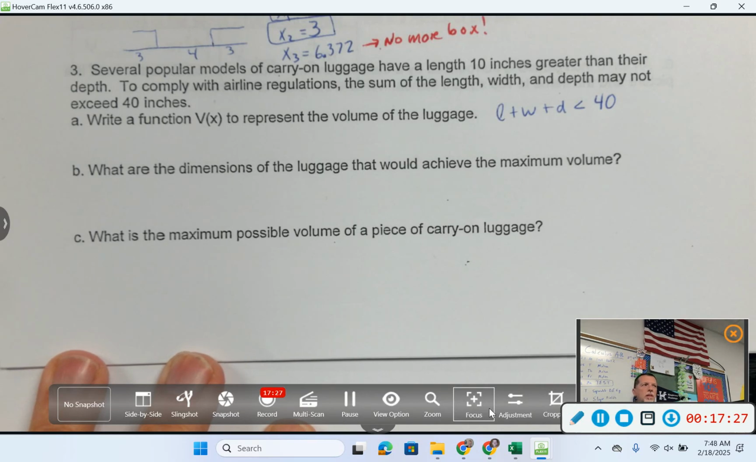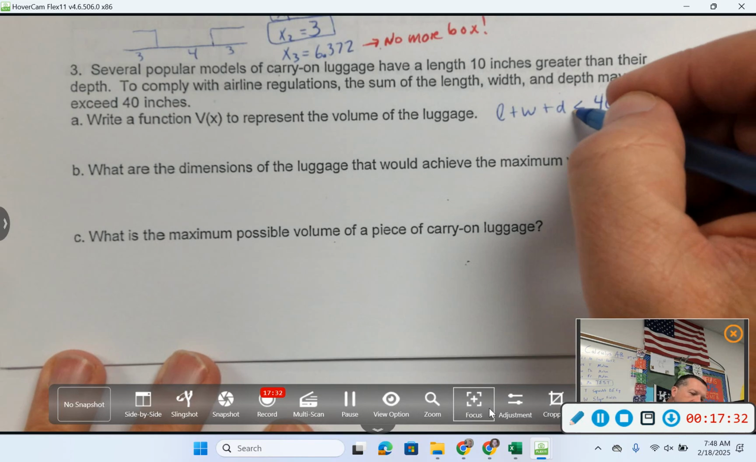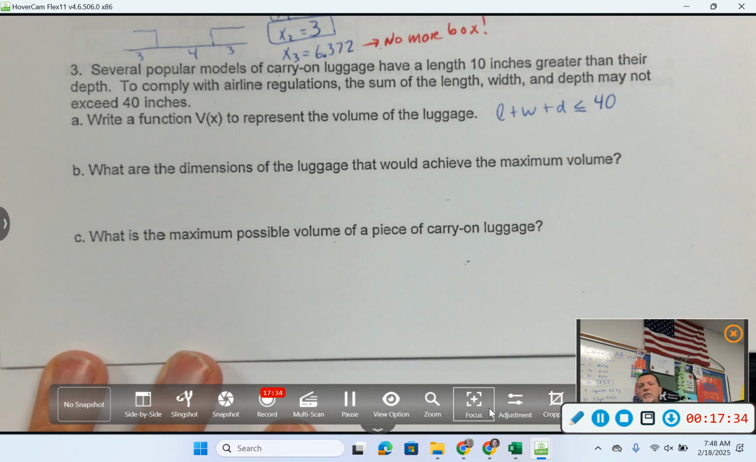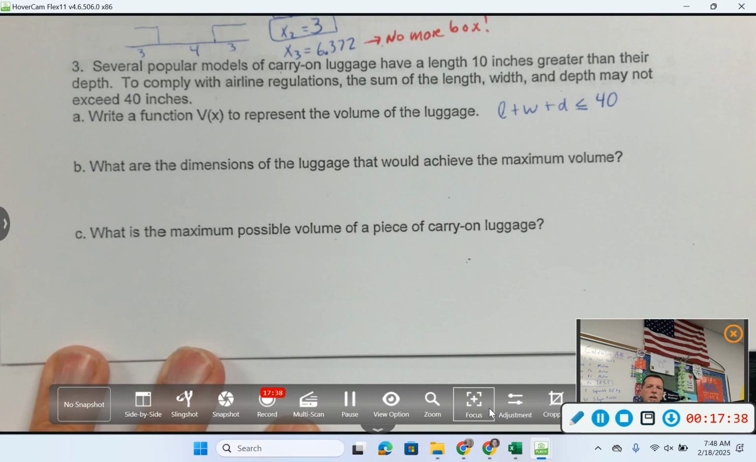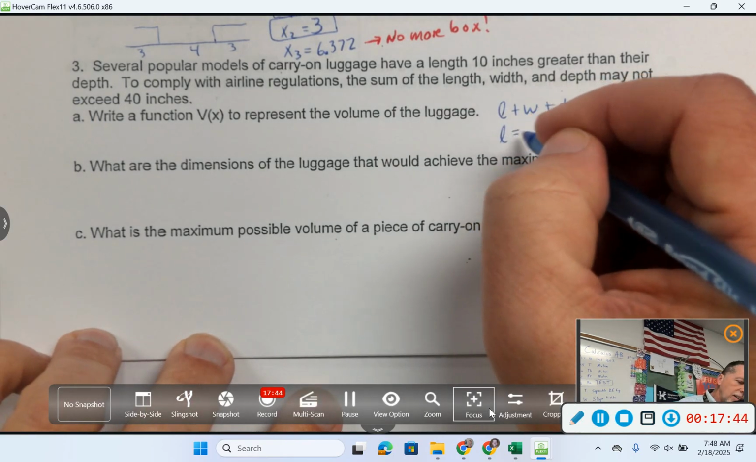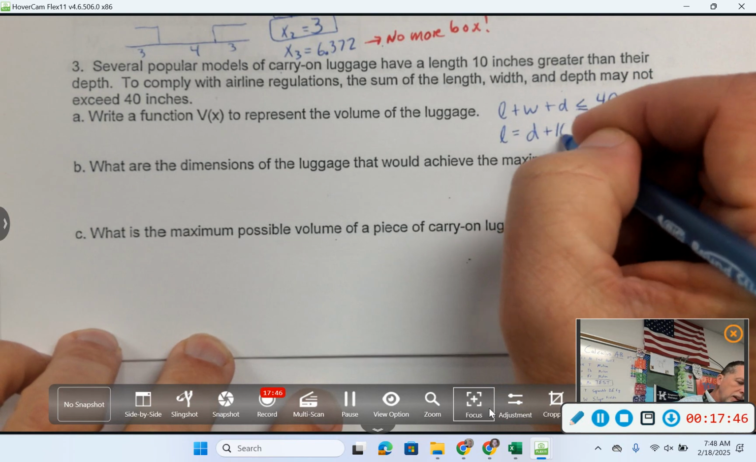Must be less than or can be less than or equal to? Cannot exceed, so I guess we should say less than or equal to. I don't know if that's really going to matter for the rest of the problem, but you're right, it should be less than or equal to. And then the length is 10 inches greater than the depth. So the length is depth plus 10.